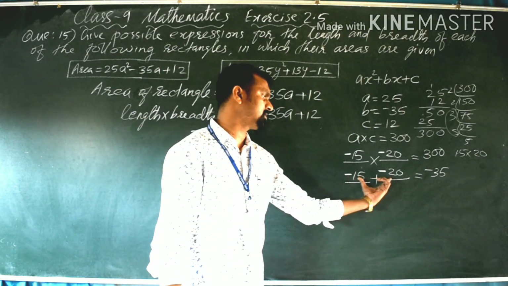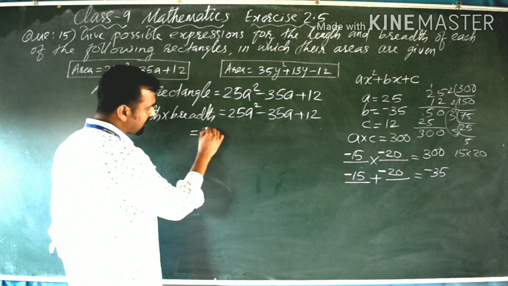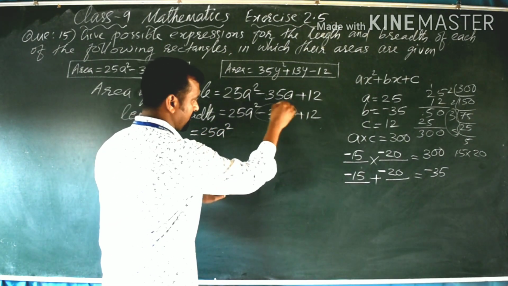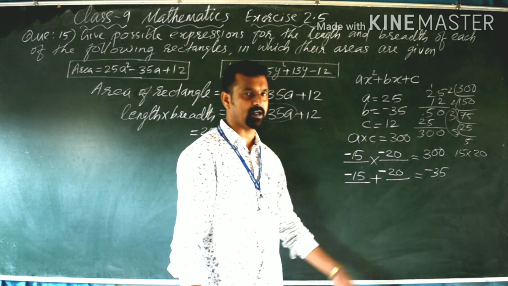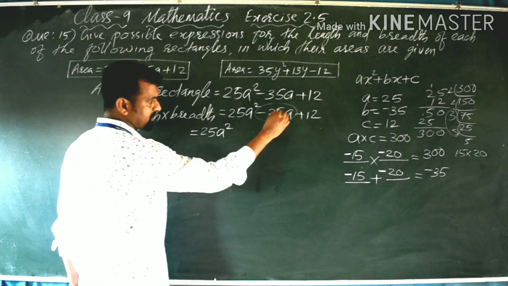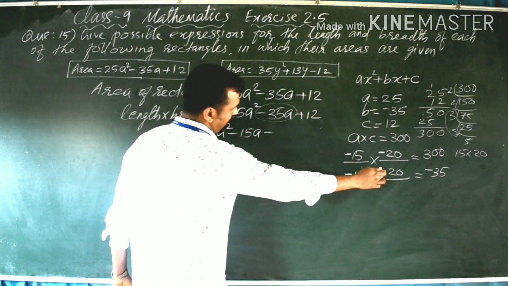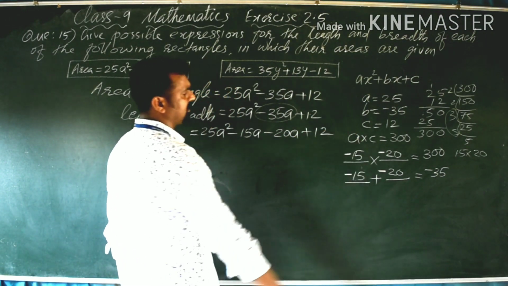So using these two numbers, we are going to split the middle term. The first term we will write as it is, 25a square. Minus 35a we are going to split into two using these two numbers, minus 15 and minus 20. So in place of minus 35a we can write minus 15a minus 20a, plus the last term as it is, that is 12.